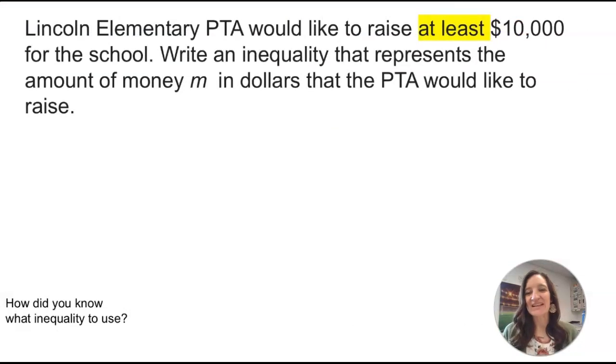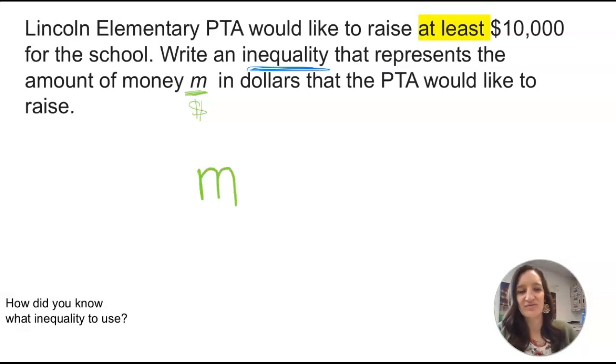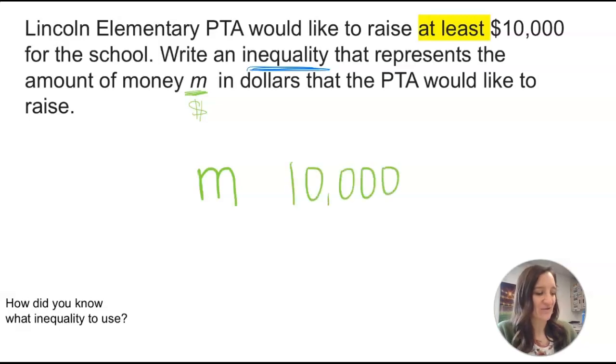Here's another example. Lincoln Elementary PTA, this is a true story, by the way, would like to raise at least $10,000 for the school. Again, write an inequality that represents the amount of money M in dollars that the PTA would like to raise. So let's do M for money. The PTA would like the money to be at least $10,000.